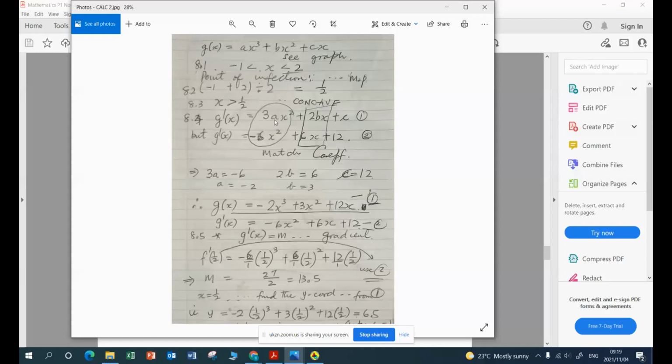Similarly, 3a is equal to minus 6, a is equal to minus 2, 2b is equal to 6, therefore b is equal to 3. So the required cubic function is minus 2x cubed plus 3x squared plus 12x, and remember the constant is 0, and we saw from the graph it passes through the origin. We need to look at the next question.